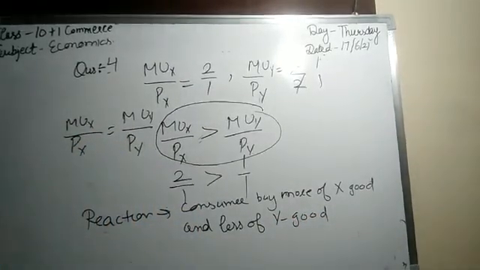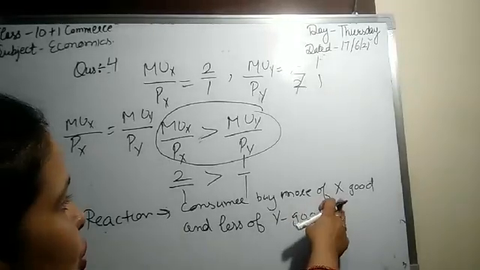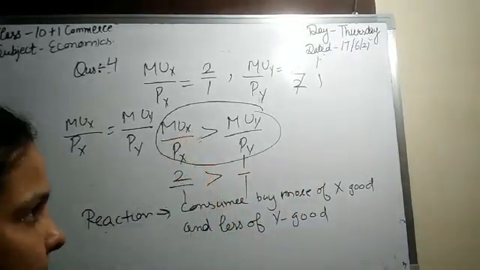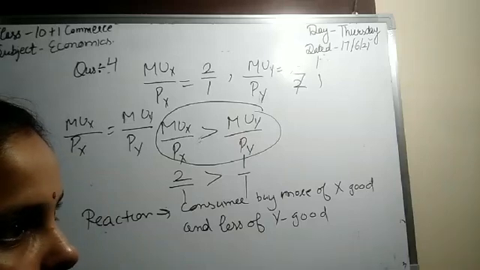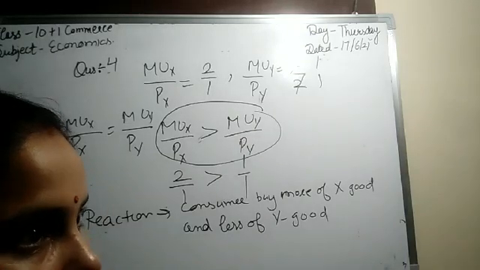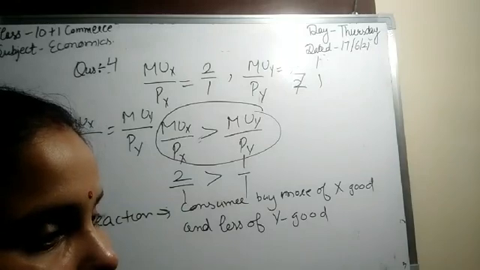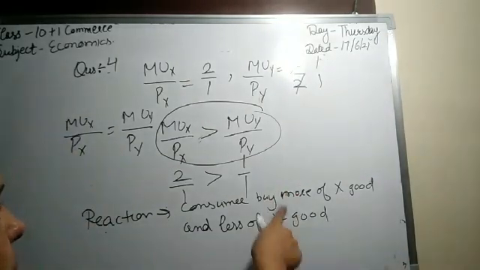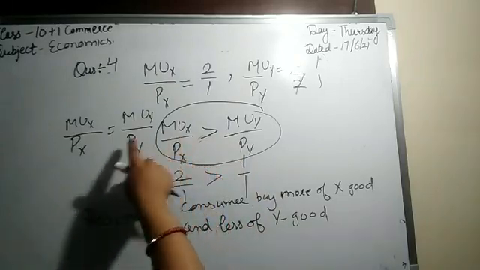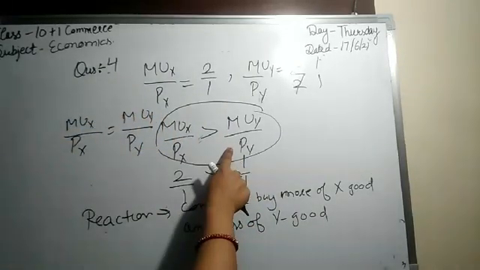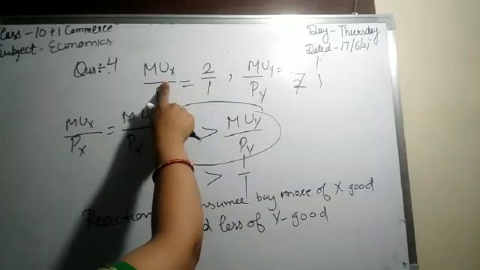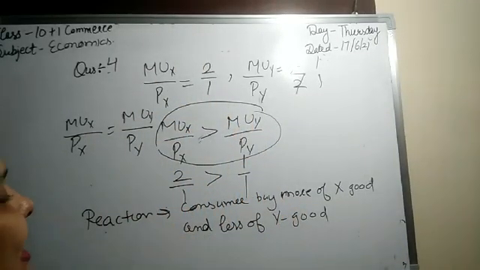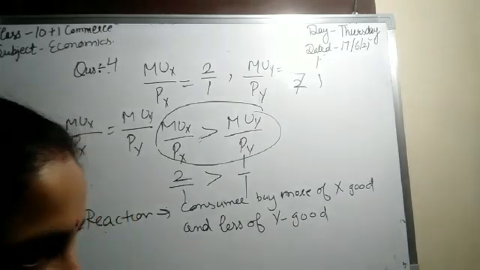Because when he buys more of X good again and again, the marginal utility from X good was decreasing. How? Because when we consume our unit, our commodity again and again, the satisfaction from that commodity is going on diminishing. That is why when the consumer wants to attain this situation, he can buy more of X commodity and less of Y commodity, so that he is in equilibrium position. So this is the reaction.